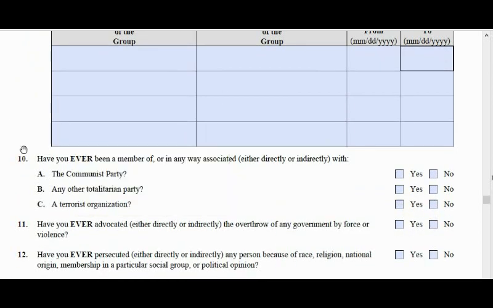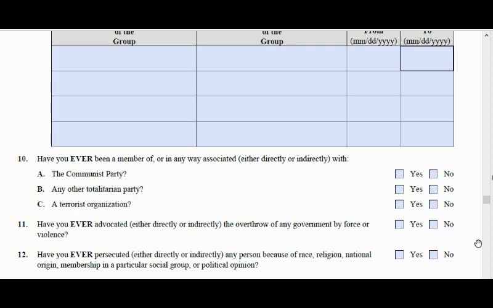On 10, have you ever been a member of or in any way associated, either directly or indirectly, with the Communist Party or any other totalitarian party, or a terrorist organization? If it's the case, you check yes. If it's not the case, then you check no. Basically, like I say, answer the question honestly. Okay. If you don't understand any of this, make sure you have an interpreter to interpret everything for you so you can understand clearly what it is you're answering.